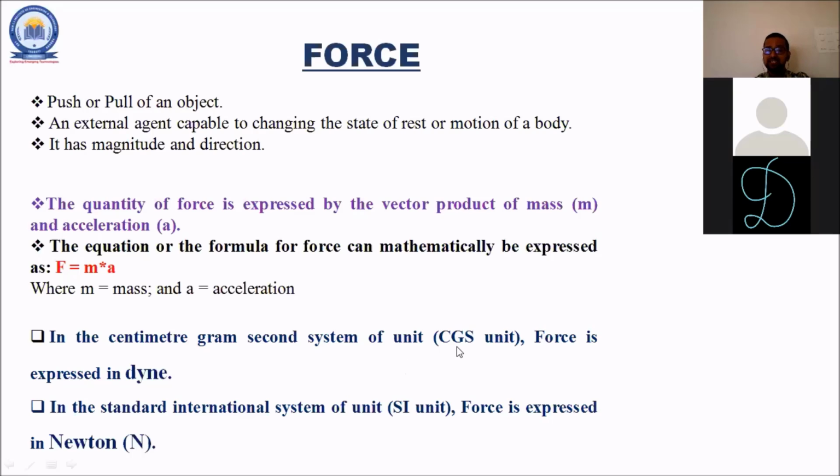If we consider the CGS system, that is the centimeter, gram, second system, the force is expressed in dyne. Whereas in the standard international system, that is the SI unit, the force is expressed in Newton. For larger units of force, we have the kilonewton as well as the meganewton. So friends, let me ask you a question. 1 meganewton is equal to how much Newton? 1 meganewton is equal to dash Newton.